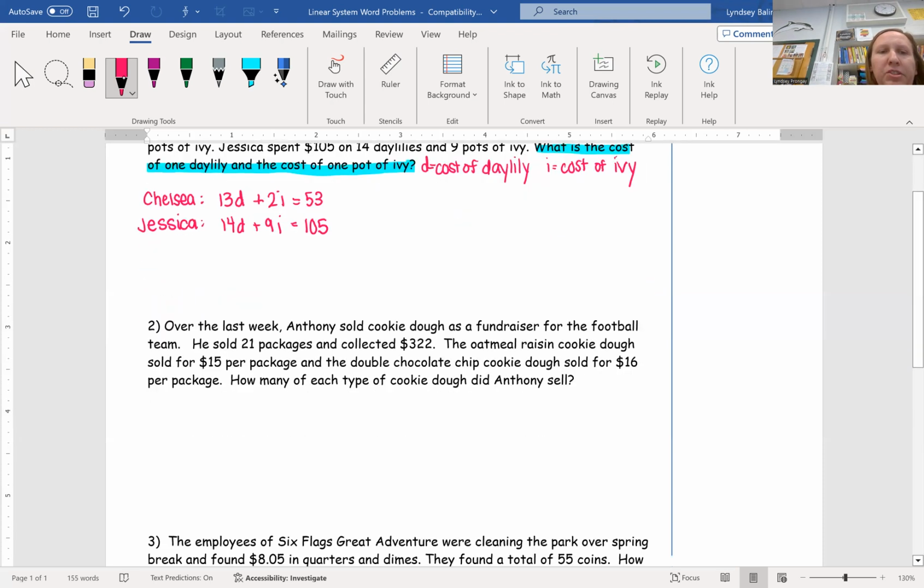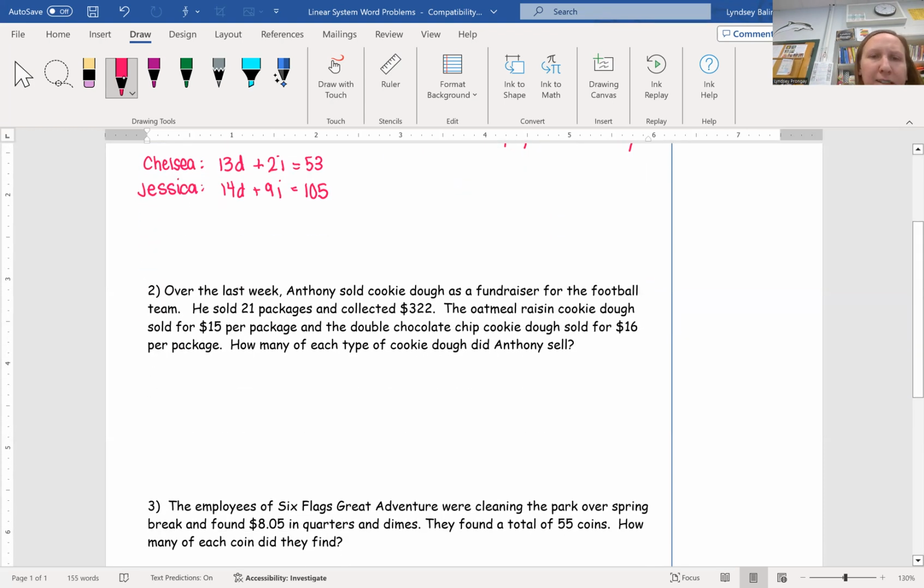For now, we're going to move on to number 2. Over the last week, Anthony sold cookie dough as a fundraiser for the football team. He sold 21 packages and collected $322. The oatmeal raisin cookie dough sold for $15 per package, and the double chocolate chip cookie dough sold for $16 per package. How many of each type of cookie dough did Anthony sell?